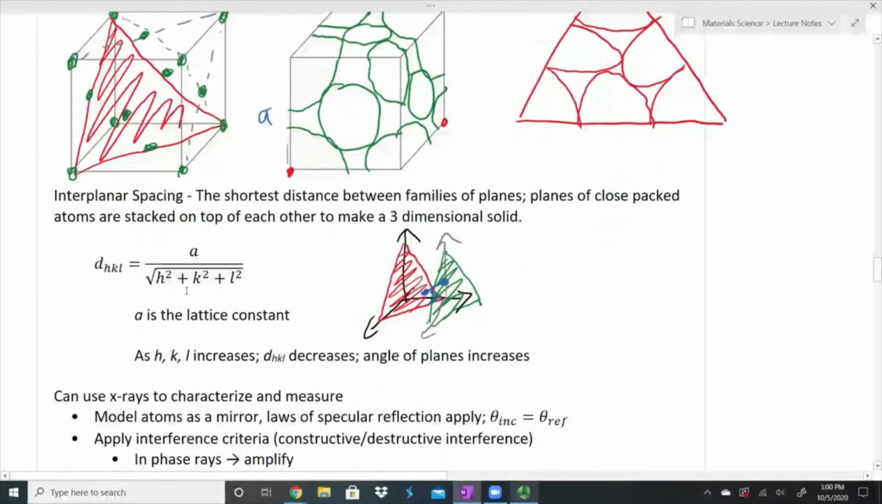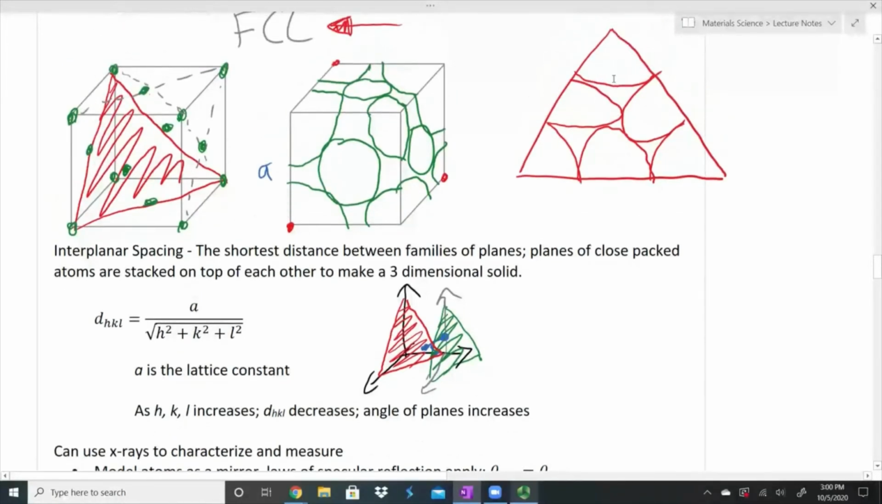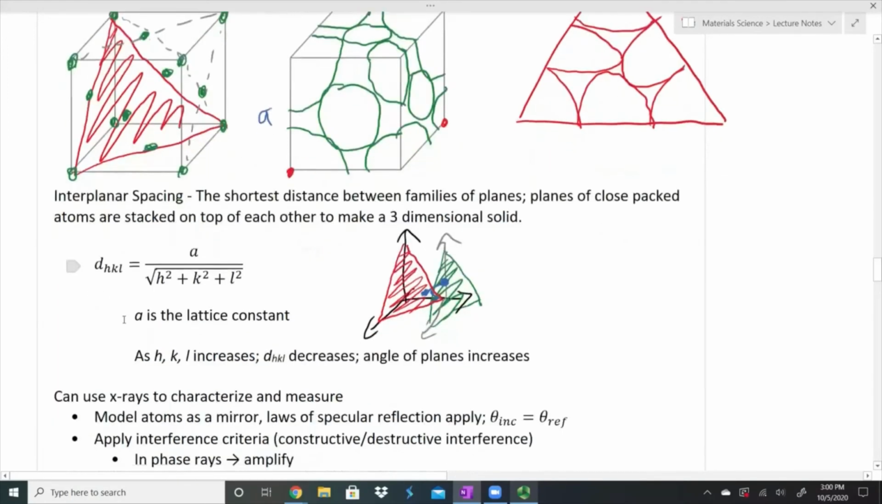I need my H, K's, and L's. I need to know what plane we're looking at, and so there you just plug in. For this plane right here, this FCC, this is a 1, 1, 1 plane, and so I just put a 1 in for H, a 1 in for K, and a 1 in for L. I do that calculation, and I get my spacing between those.